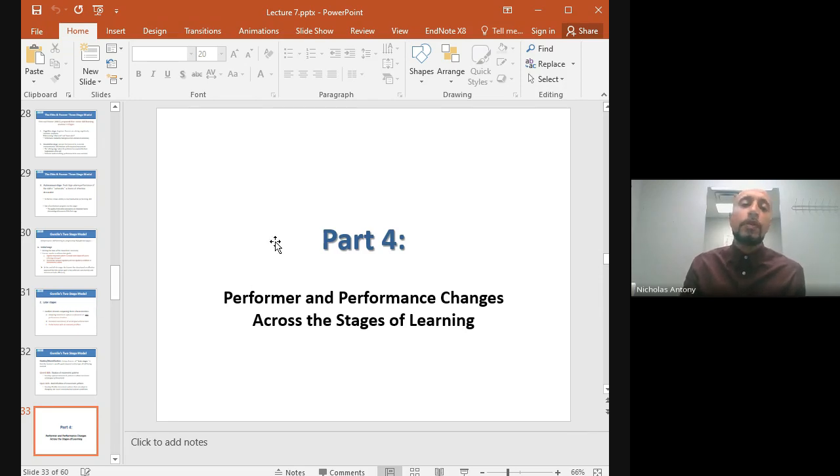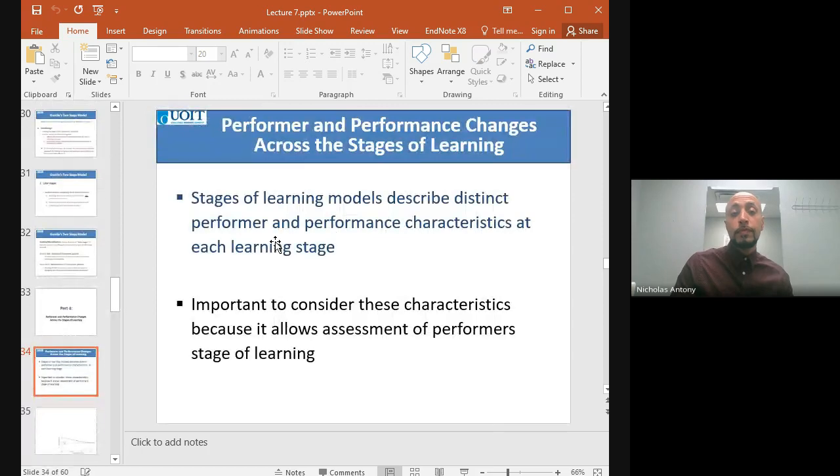So this next part of the lecture, we're going through and highlighting the different performer and performance changes that would occur during the stages of learning. We've talked about the observable characteristics of learning. Now let's talk about examples of this in real life situations.